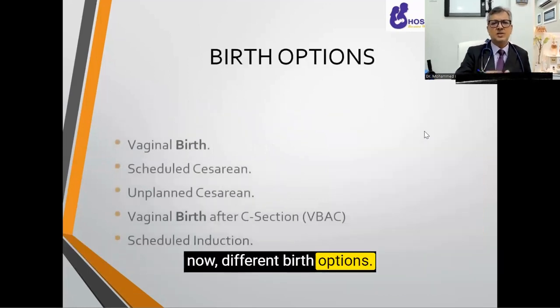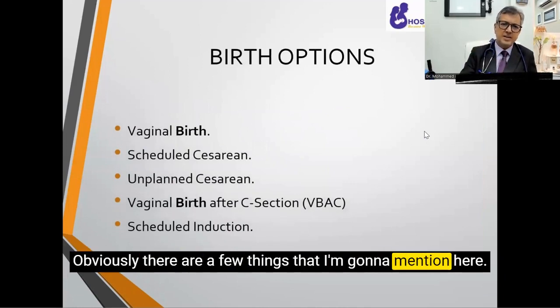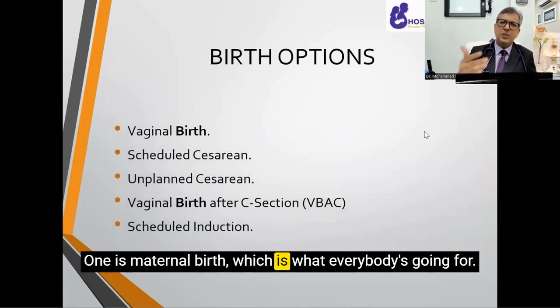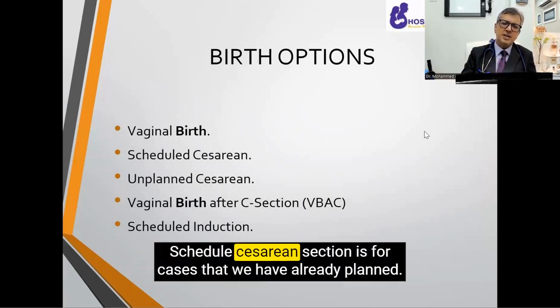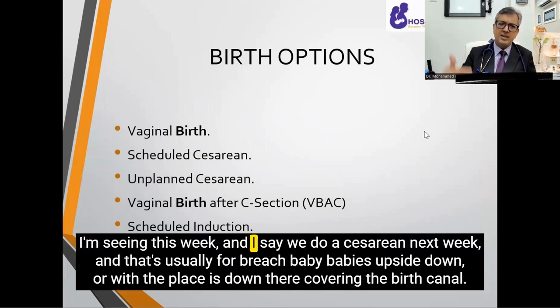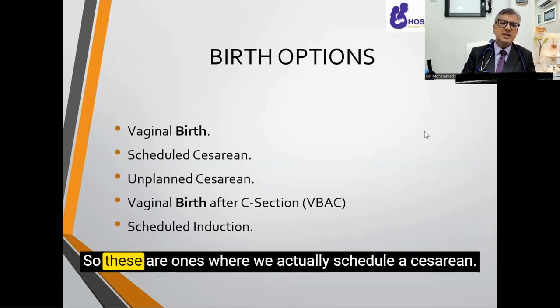Now, different birth options. Obviously, there are a few things that I'm going to mention here. One is vaginal birth, which is what everybody is going for. Then there's a scheduled cesarean section. Scheduled cesarean section is for cases that we have already planned. I'm seeing you this week, and I say we do a cesarean next week, and that's usually for a breech baby, where the baby is upside down, or the placenta is down there covering the birth canal. So these are ones where we actually schedule a cesarean.